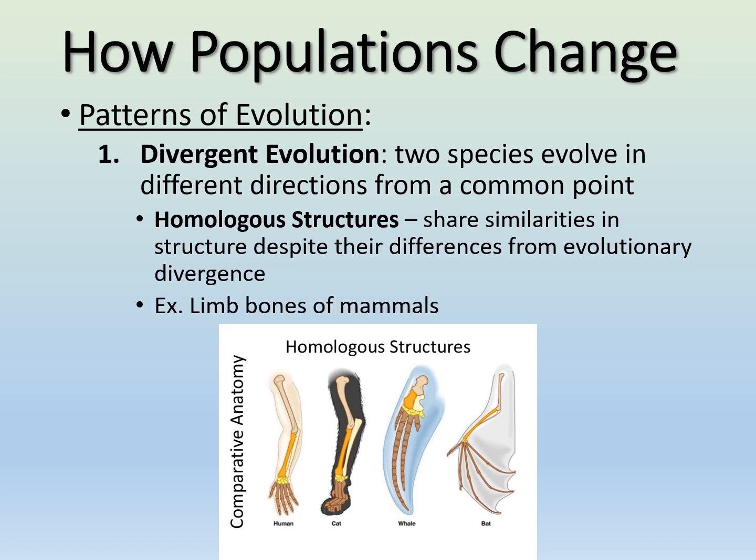Okay, so for example, if we look at the limb bones of mammals, right? Down here we have four different mammals. We have a human, a cat, a whale, and a bat, all very different, right? And we look at their upper limbs. So we look at our arm, the cat's forelimb, the whale's flipper, and the bat's wing. And you look at the bones of that limb and they are what we call homologous, meaning they have the same bones in the same location.